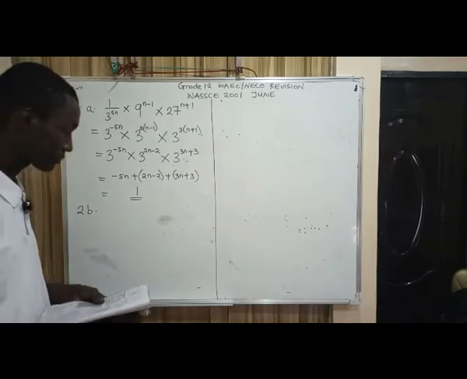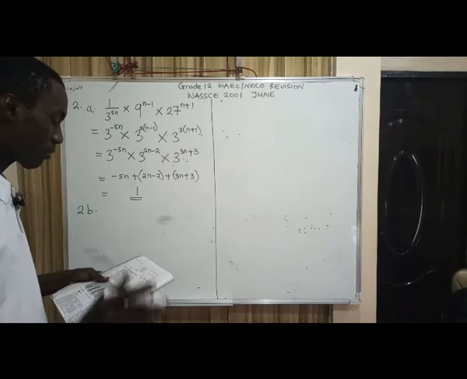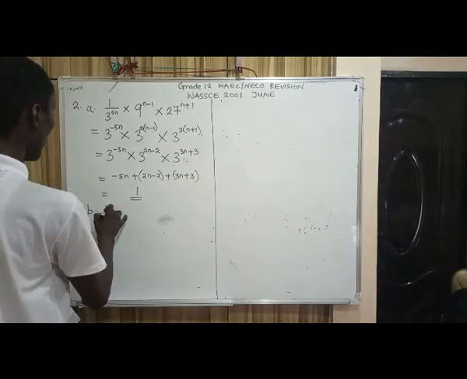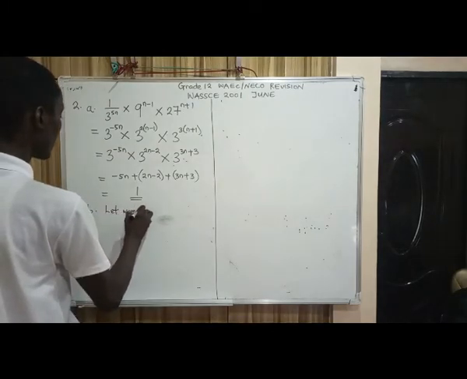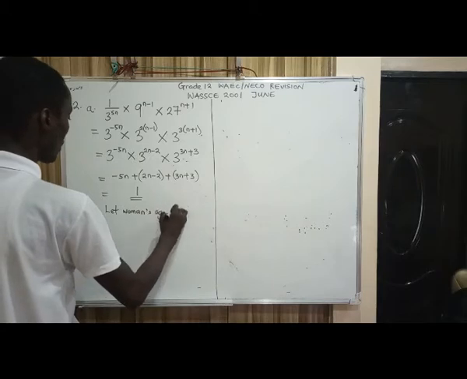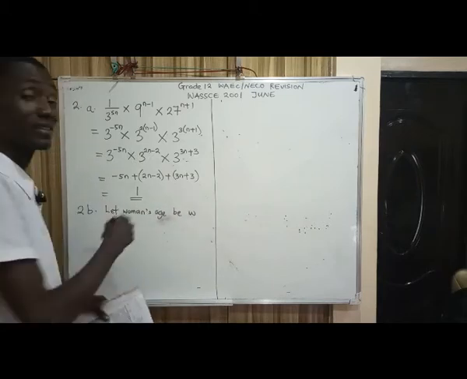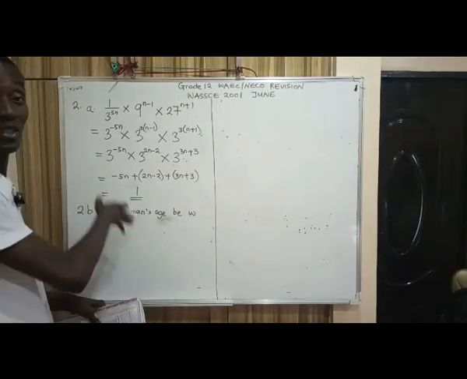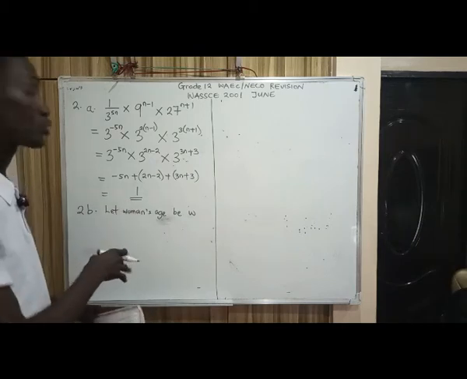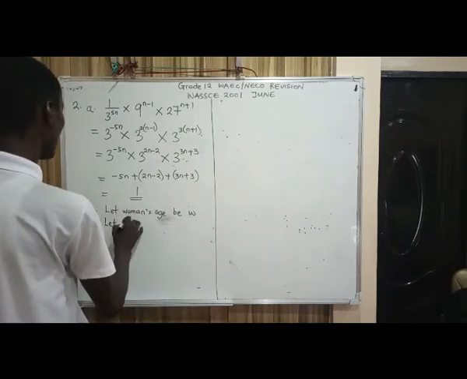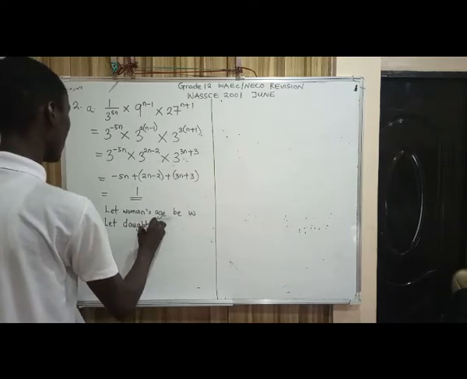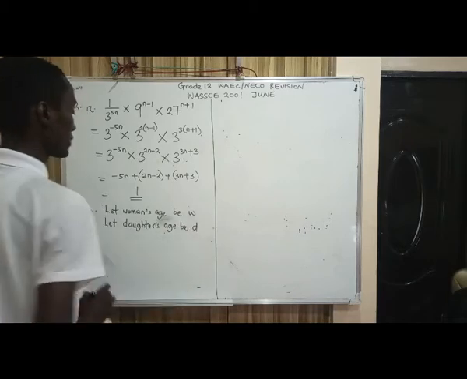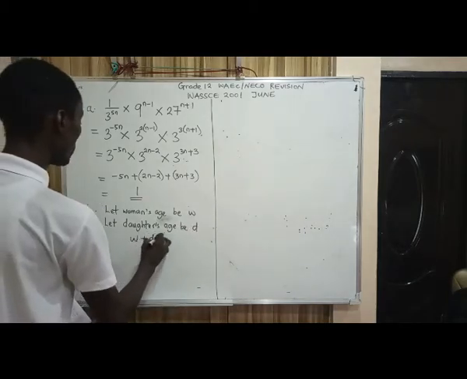So I'll start by saying, now, the sum of the ages of a woman and her daughter is what? 46 years. So I'll just say, let woman's age be W. I always like to use the first letter of the name or the word given to me; some people use X, Y, but I always like to use the first letter. And I'll say, let daughter's age be what? D.